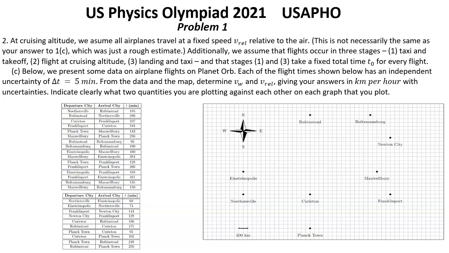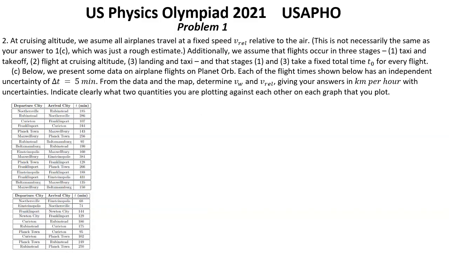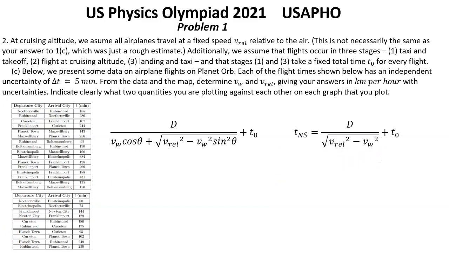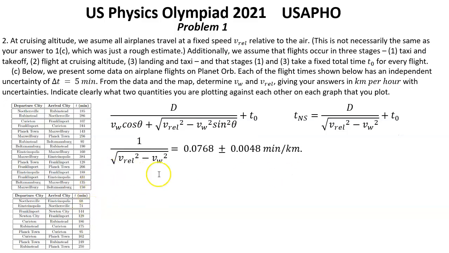Solution for question C. Note that the pairs of cities given in the second table are directly north-south of each other. For such cities, we expect the times in each direction to be equal up to the timing uncertainty, and the expression for the times simplifies from this expression to this expression, because theta is pi over 2, the cosine is 0 and the sine is 1. We can read t and s off the second table and calculate d from the figure. The unknown quantity t_0 goes into the intercept, while the slope is this one.